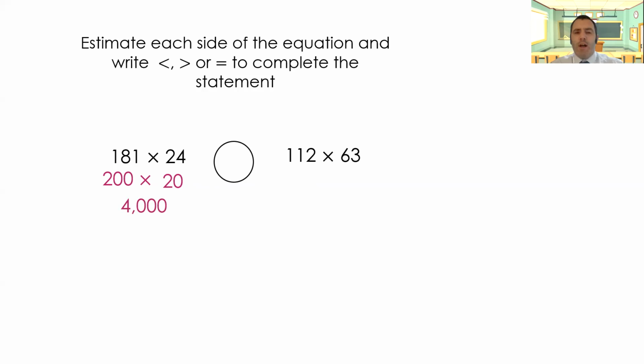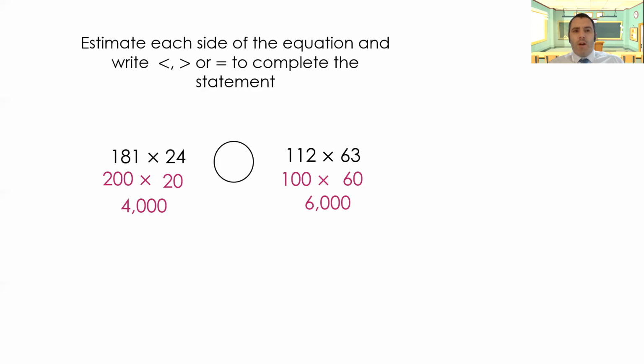I'm going to look at the other side of my greater than, less than calculation. I've got 112 times 63. So again, I'm going to be rounding my numbers. 112 rounds down to 100, and 63 is going to round down to 60. Again, completing my calculation, 100 times 60 is 6,000.